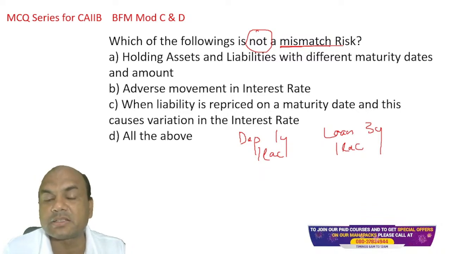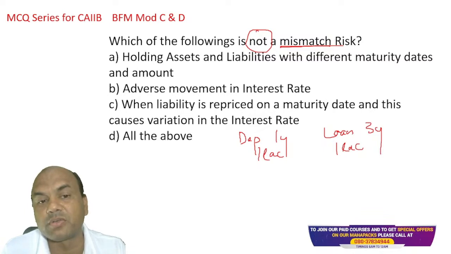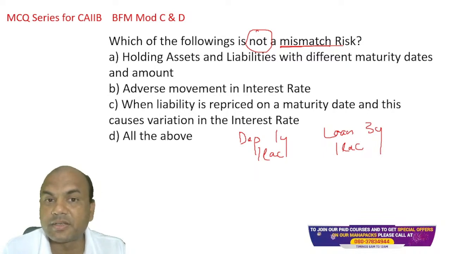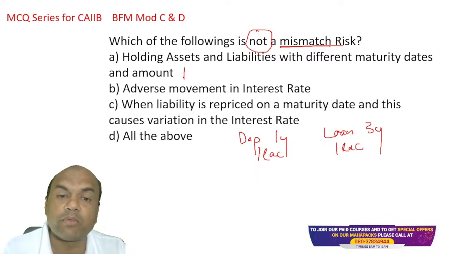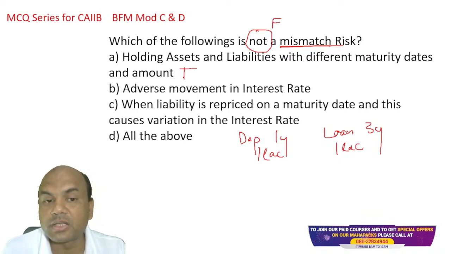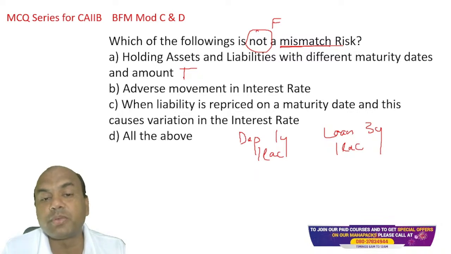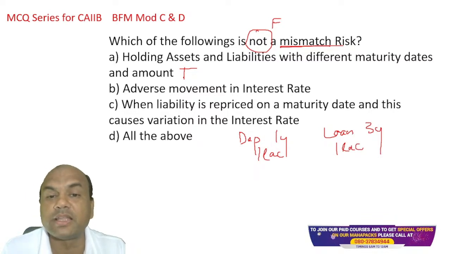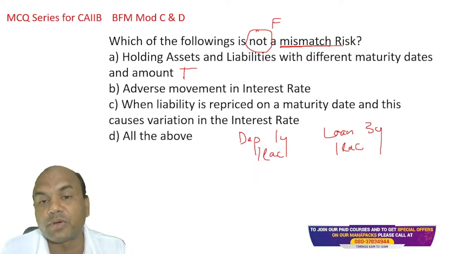Is this a mismatch? Just type in the comment section yes or no. Holding assets and liabilities with different maturity dates, is it a mismatch? Yes. So it is true. I want false here, not. So this is true. Now what about the second one? Adverse movement in the interest rate means due to the loans and the deposits. If the interest rate moves adversely, then definitely it's a risk for me.